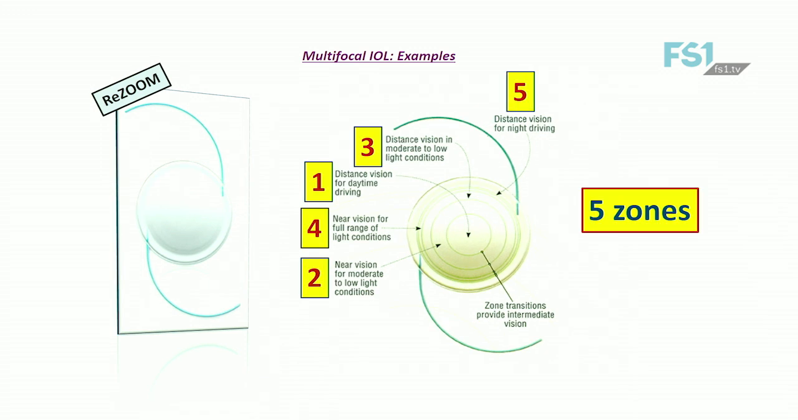So as you can see here, the lens has 5 zones. Distance vision for daytime driving, the second is near vision for moderate and low light conditions, near vision for full range of light conditions, distance vision in moderate to low light conditions, and distance vision for night driving. But there are also some publications, and in general there is an opinion that this lens provides good distance vision and intermediate vision, and not many patients are actually happy with near vision.